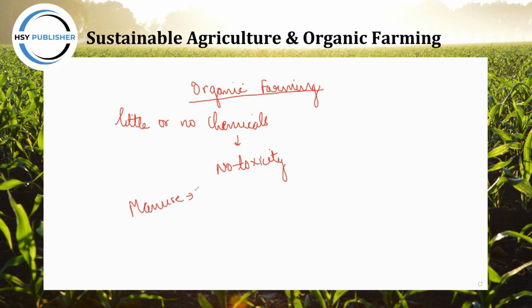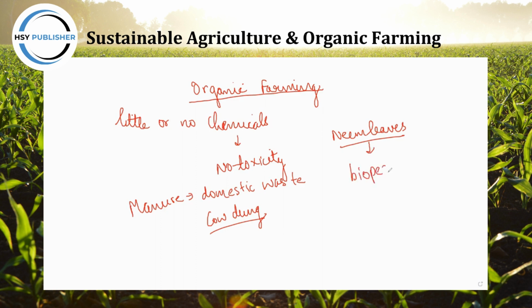In organic farming, we can use manure. Manure can be prepared from domestic waste or cow dung. Another example is neem leaves. We use neem leaves in grain storage, where we are storing the grain, and they act as biopesticides. So in organic farming, no chemicals are used, and the crops we get are free from toxic chemicals and pesticides.